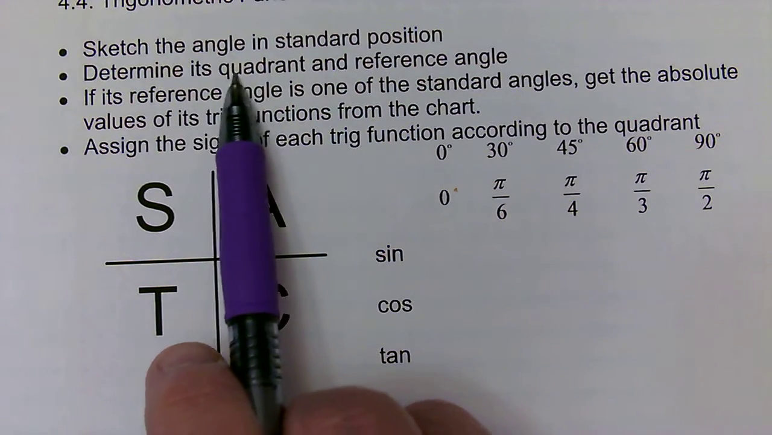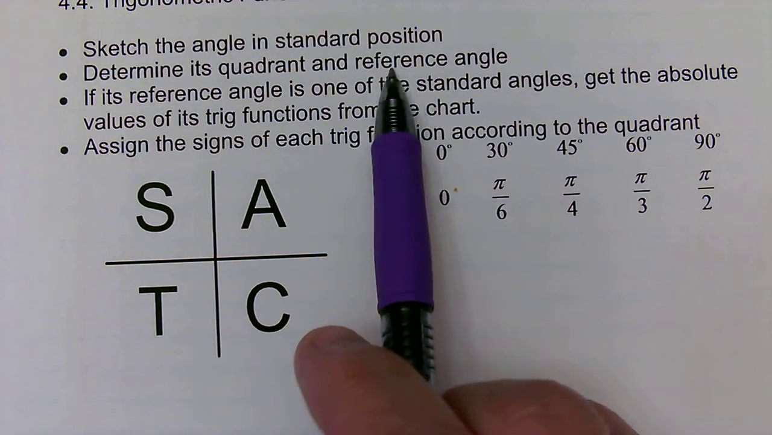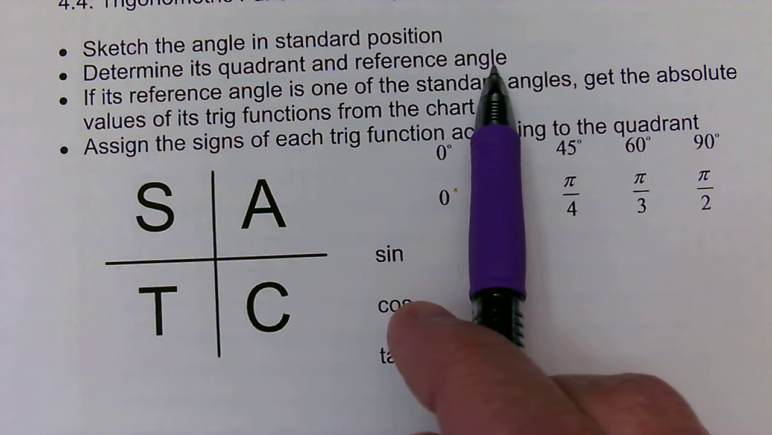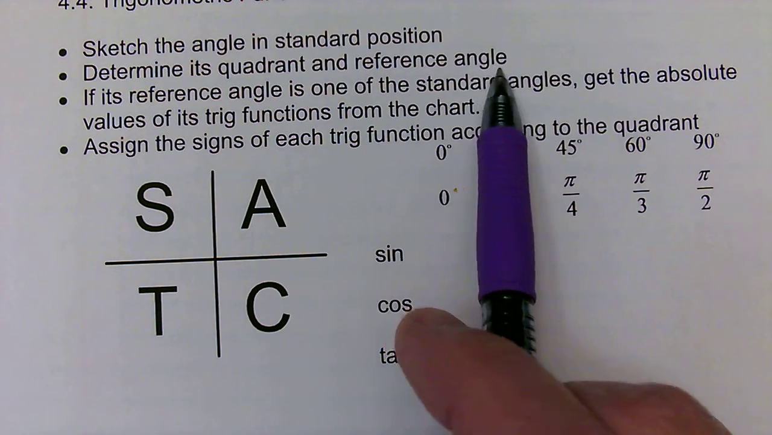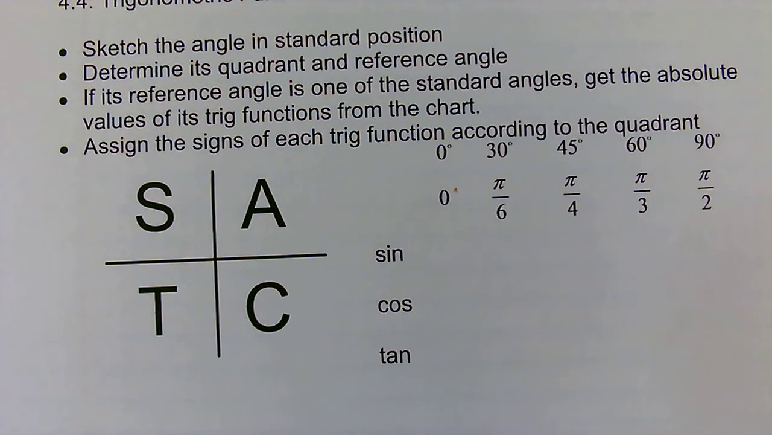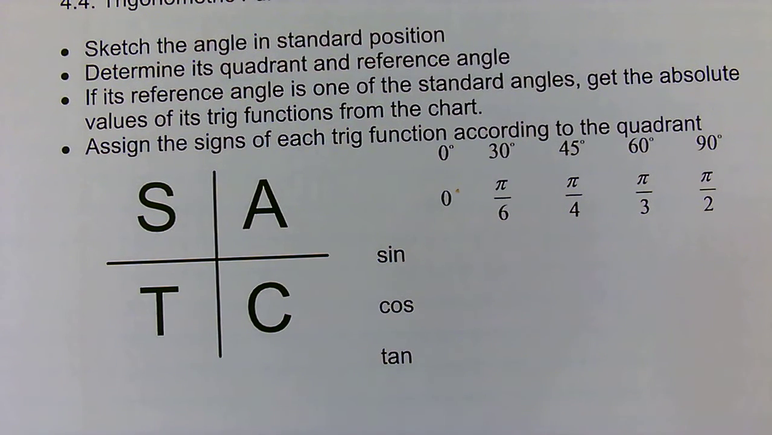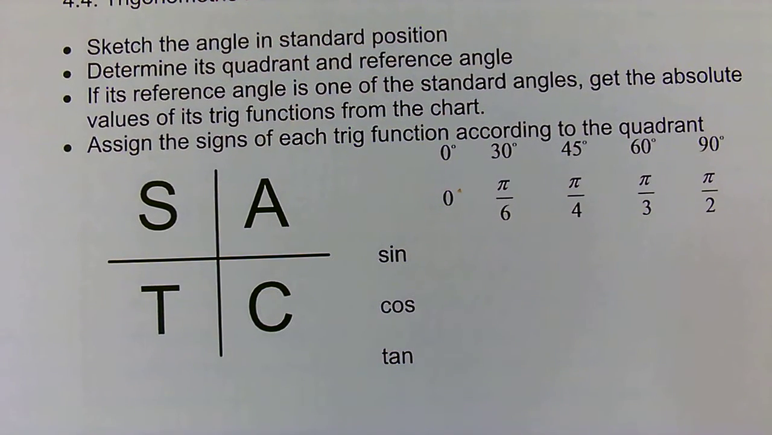Then you're going to decide, okay, it's in a certain quadrant, and you're going to find its reference angle. The reference angle is always the angle between the terminal ray and the closest side of the x-axis, and that angle will always be between 0 and 90 degrees, or between 0 and pi over 2 radians.